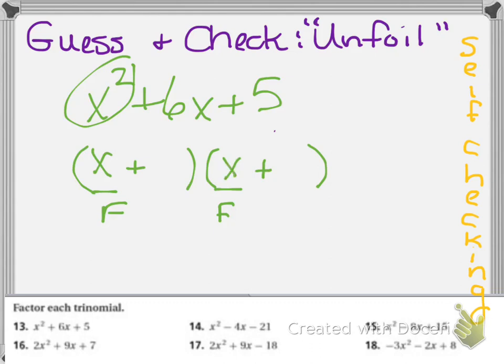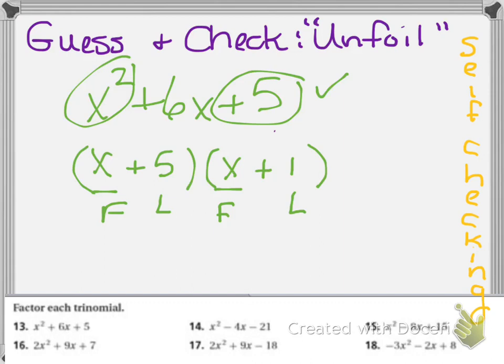Now sometimes you'll have a number there. Maybe there's a 3, so this would be 3x and 1x or something like that. So the numbers are going to get trickier. Okay? And we know also that the last term of each binomial is going to give me my last item at the end. So what times what is 5? 5 times 1. Okay, it doesn't matter if you do 5 times 1 or 1 times 5. It doesn't matter which order those are in. They are the same answer because multiplication is commutative.